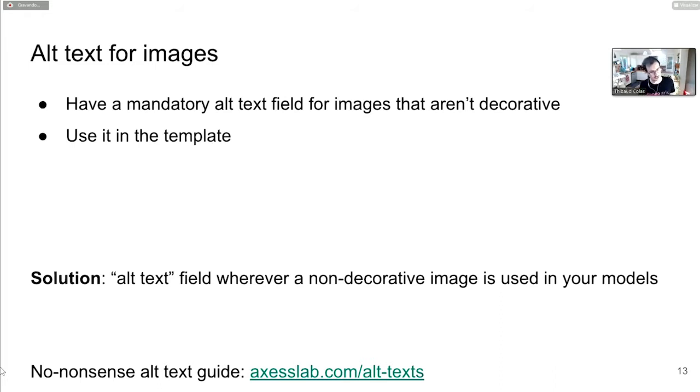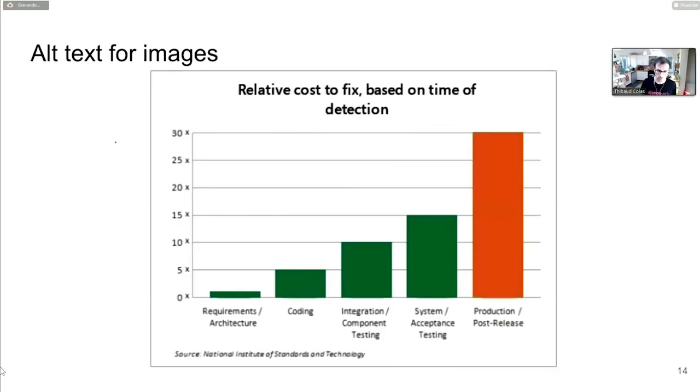So the solution for this is quite straightforward. If an image on your site isn't decorative, there should be an alt text field alongside it. And you should make it possible for the user to leave this blank if the image is described otherwise, or have this mandatory if there is nothing else on the page describing the image.